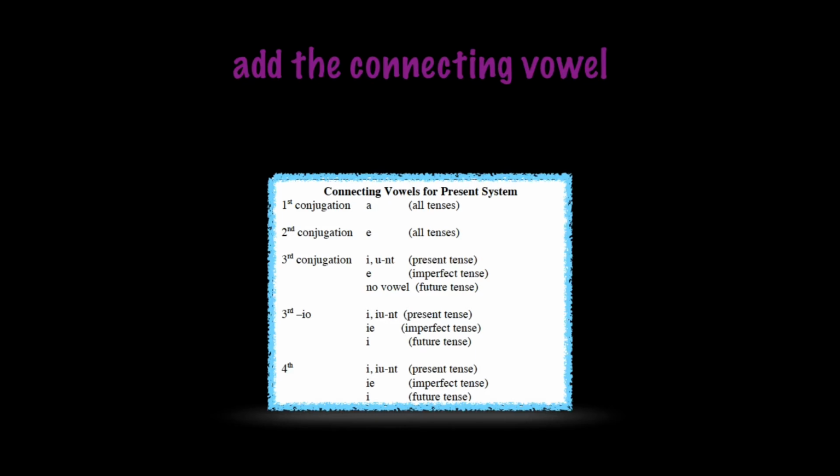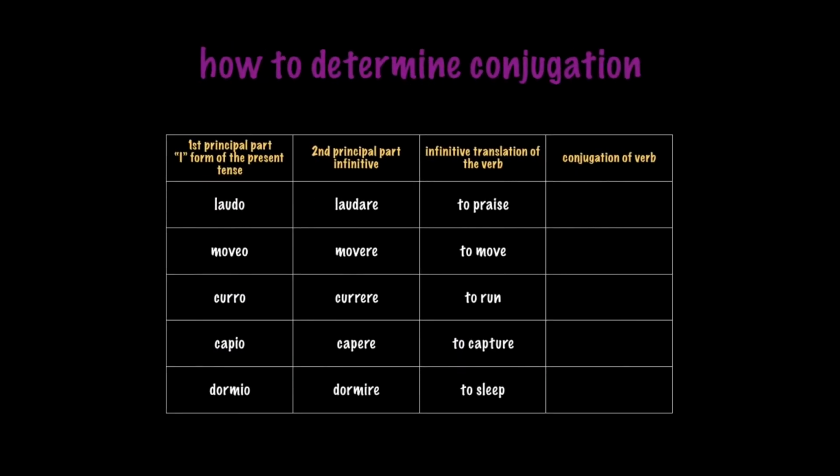Eventually, you may have all of these vowels and the changes memorized, but at first, you're going to want to use this box often to help yourself write a correct verb form. Now let's learn how to determine the conjugation of a verb.